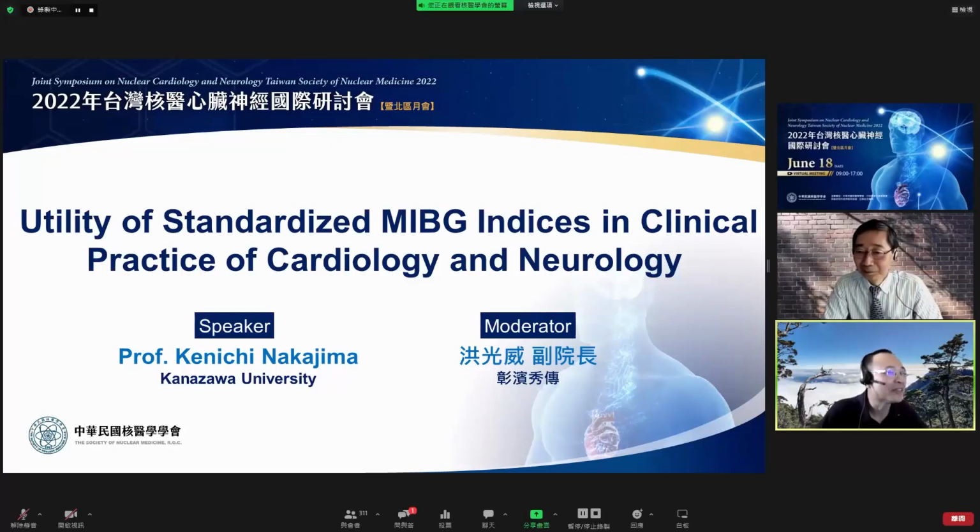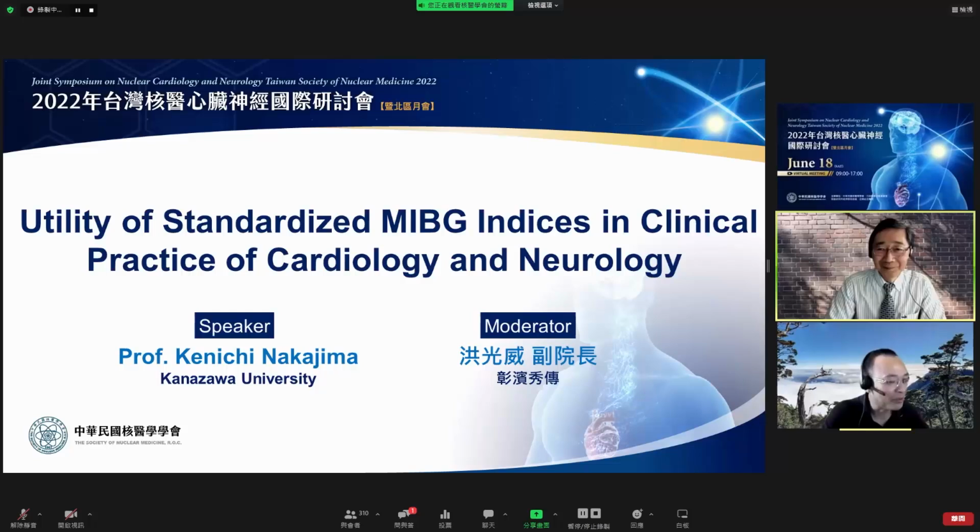I have a question to Professor Nakajima. I'm quite interested in your artificial intelligence model of heart failure. We see the MIBG standardization index is an important factor among so many indexes. But I'm curious, usually patients who receive an MIBG scan also have a myocardial perfusion scan. Why was the perfusion index not added in your model?